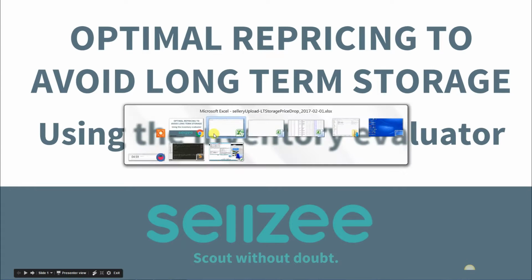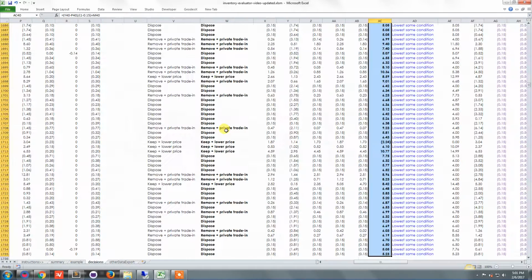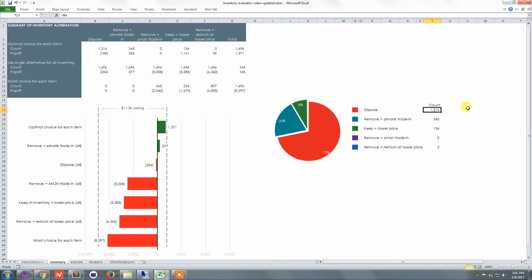So what we're going to do is go back over to our Excel file and pick up where we left off. If you remember in the initial video where we ran our inventory through the tool and we got the recommendations back for the optimal strategy, it told us we should dispose about 1,200 items and remove about 345 items. Now, remember, the recommendation that the tool is giving you is the one that's maximizing the payoff.